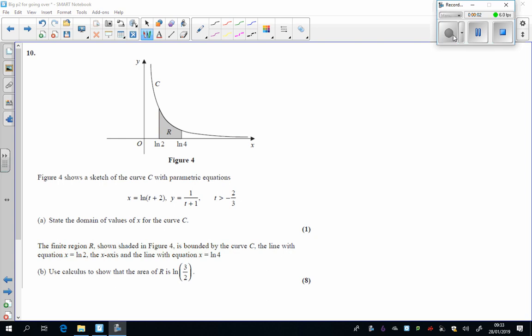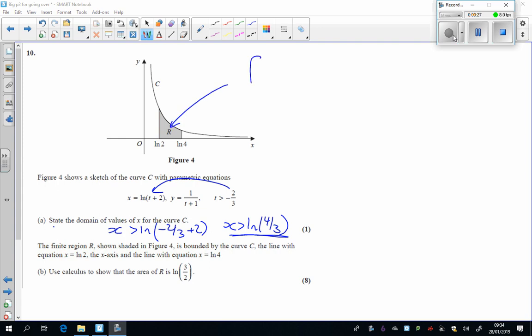Question 10, I'd say actually was one of the most difficult questions that we've got here. A shouldn't have been any problem though. You know t is greater than minus 2/3, and so x is going to be greater than the ln of minus 2/3 at 2. X is greater than the ln of 4/3 was the easy mark to start you off here. You're then being asked to find out what this area is.